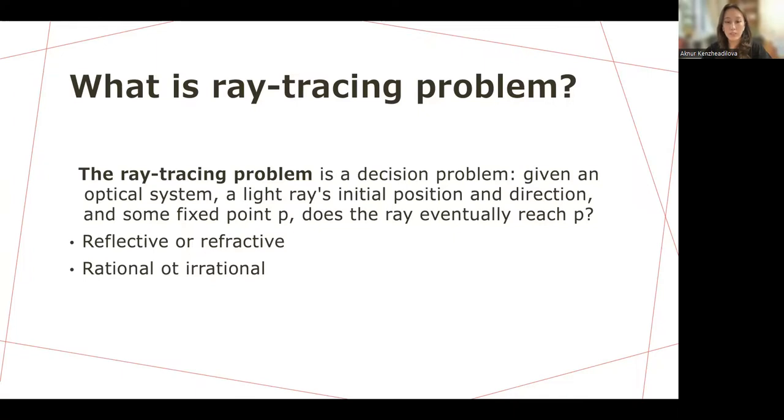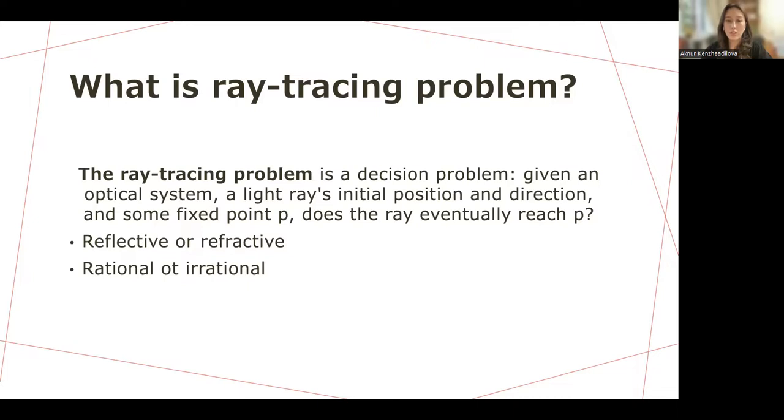In this paper, the optical systems consist of a finite set of optical objects that can be reflective or refractive. The boundaries of these objects may be totally reflective, partially reflective, or totally refractive. In this paper, they restrict the optical systems to those constructed out of homogeneous reflective or refractive objects, whose boundaries are described by linear or quadratic equations.